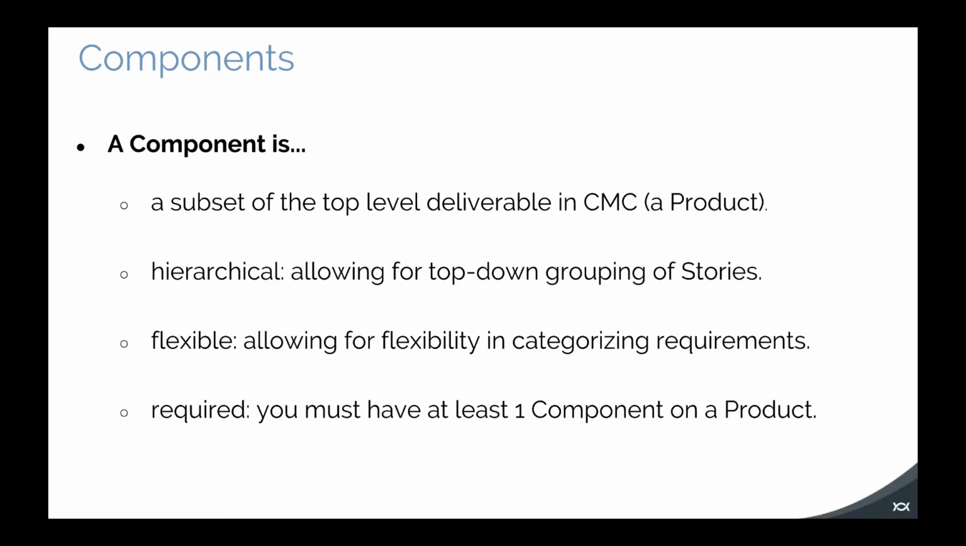A component is a subset of the top-level deliverable in CMC, which is the product. A component is hierarchical, and this allows for a top-down grouping of stories. Components are flexible. They're designed to be flexible so that the project team can use them as needed to categorize requirements. And a component is required.